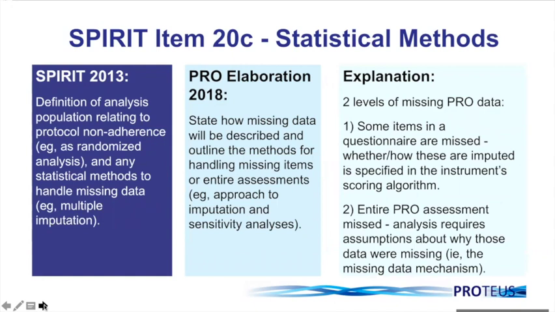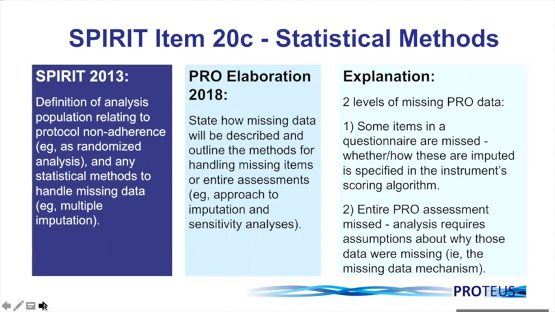Now, a second angle on statistical methods arises with SPIRIT item 20C. This one is about, in the SPIRIT 2013, the general issue around analysis relating to protocol non-adherence and methods for handling missing data. So there are some very special considerations for PROs. And so the elaboration says, state how missing data will be described and outline the methods for handling missing data or missing items or entire assessments.